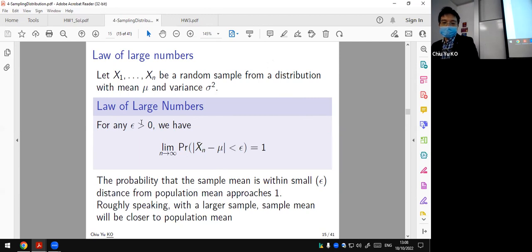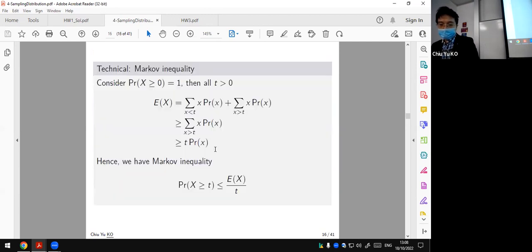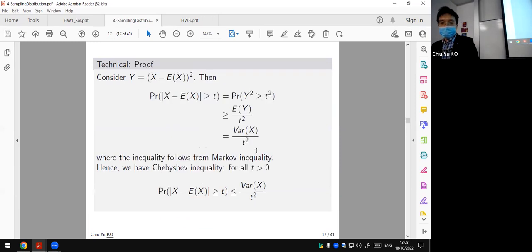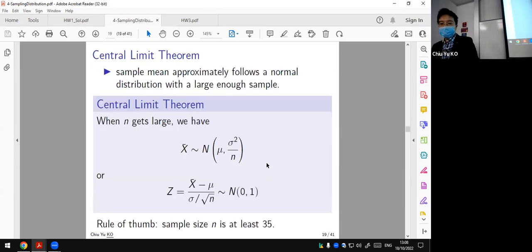If you learn calculus, this is the epsilon limit idea. But anyway, the proof is rather complicated. I'm not going to prove anything on that. So the reason why we need the law of large numbers is because it will give us an important theorem that we use throughout our class.